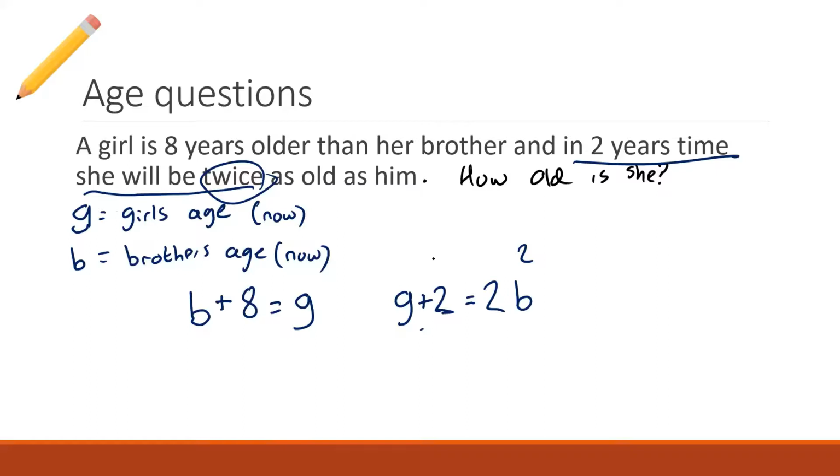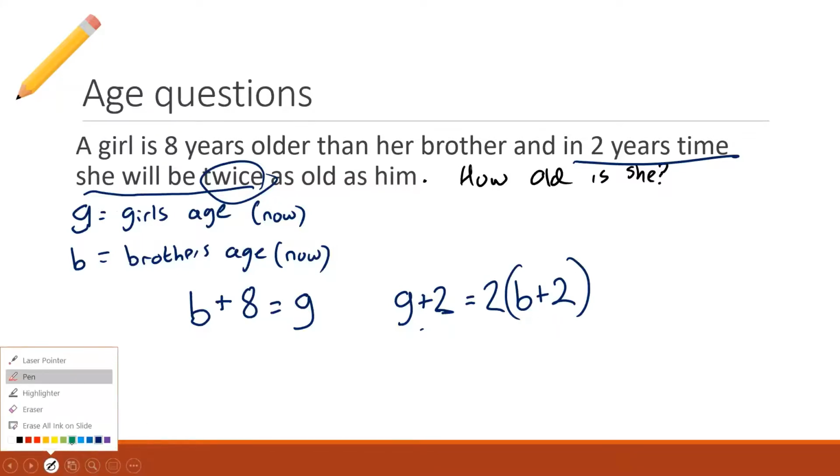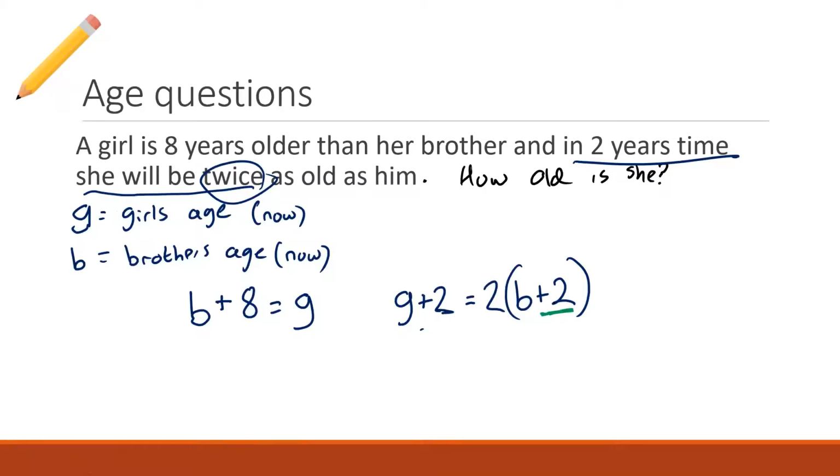But here's the problem. If the sister grows 2 years older, the brother will also grow 2 years older. And this plus 2, oh man, the amount of students that plus 2 is the difference between a B and an A. That plus 2 is where students make the mistake. They forget that if the girl gets 2 years older, the brother will also get 2 years older.